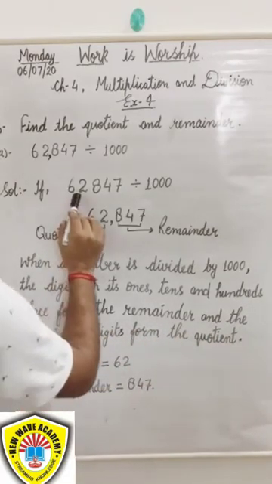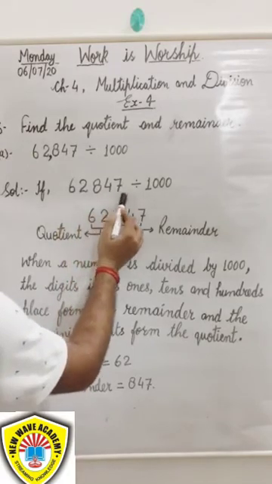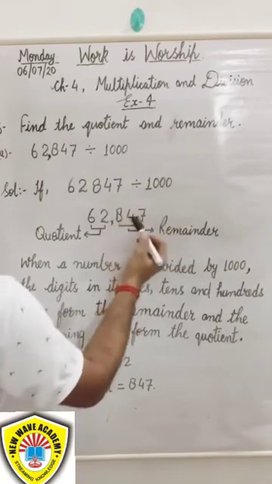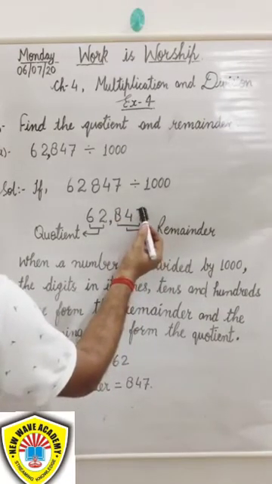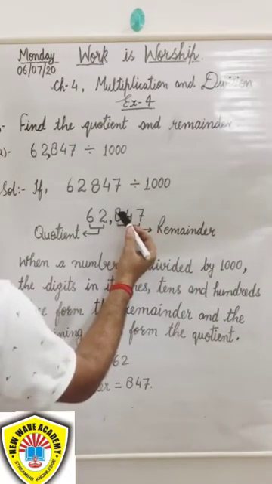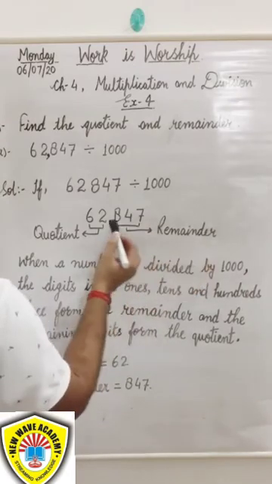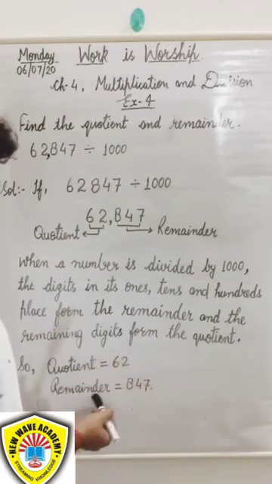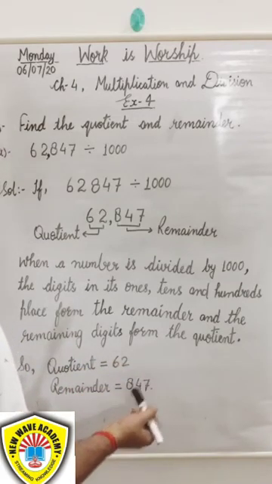So here we have the number 62,847, which is divided by 1000. So we will simply remove the digits on its ones, tens and hundred place, which form the remainder, and the remaining digits form the quotient. So we will get the quotient 62 and the remainder 847.